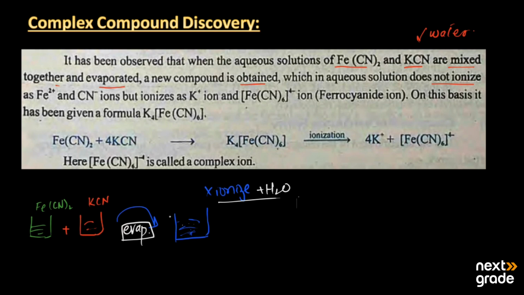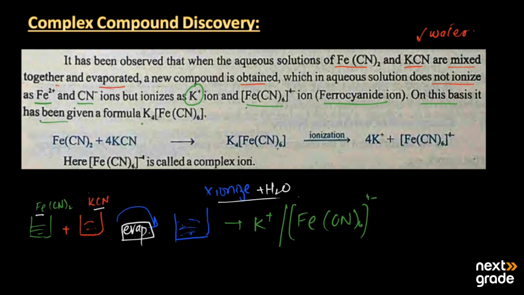Now it should ionize as containing iron and cyanide ions and potassium, so it should produce Fe2+ and cyanide negative ions. But it ionizes as a compound producing two types of ions: the potassium ion, positive, as well as the ion containing iron and cyanide 6, having oxidation state -4, which is called the ferrocyanide ion. On this basis, it has been given the formula K4[Fe(CN)6]. This iron cyanide ion is called the complex ion.